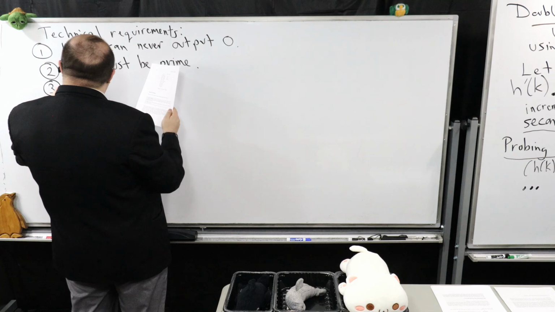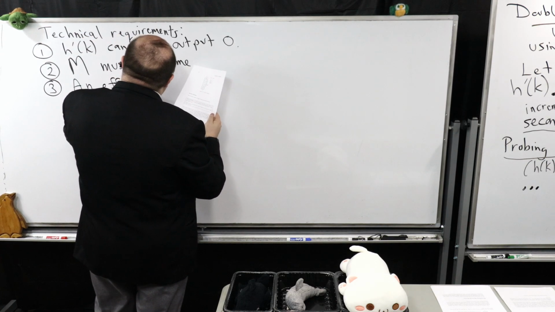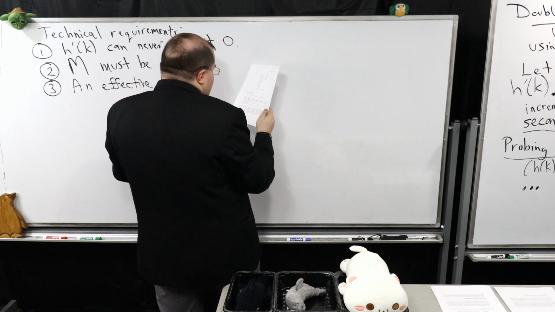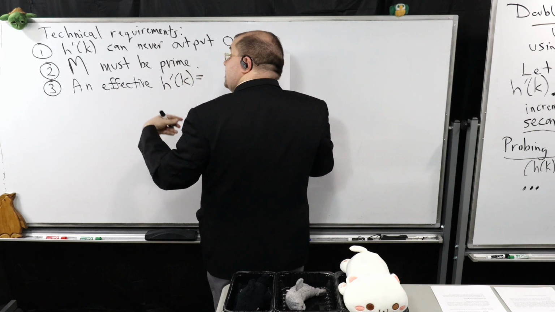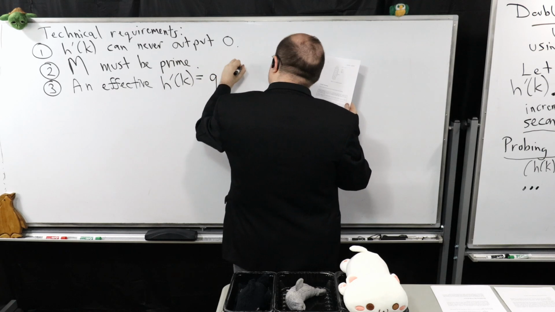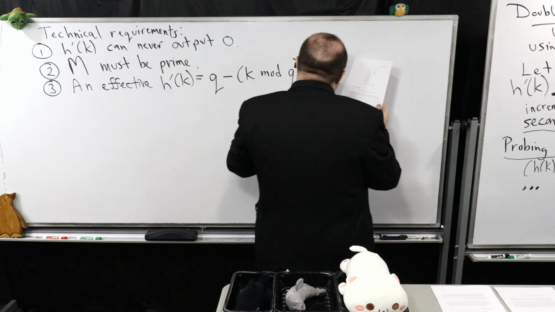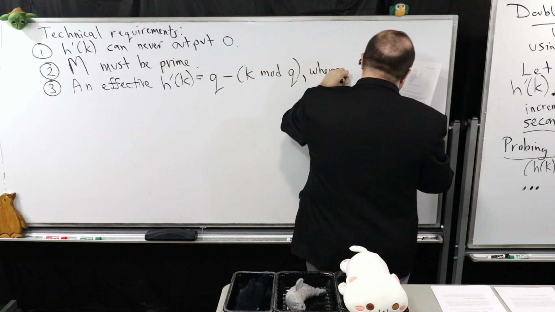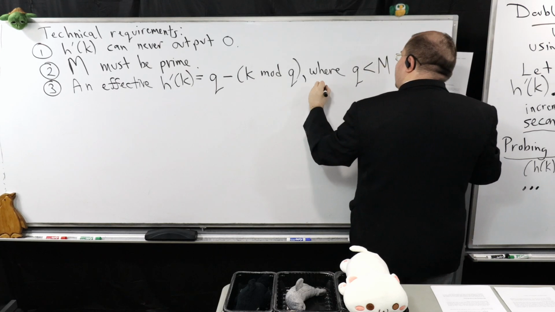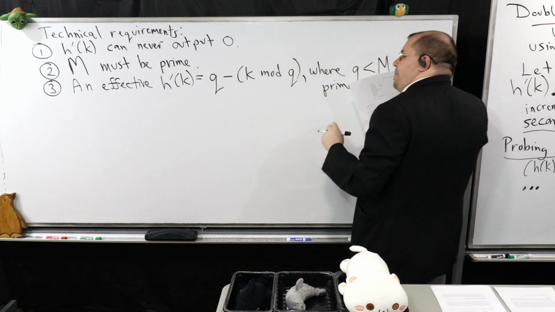So, an effective H prime of K, keep in mind this is not the only one, but this is one that will work perfectly in tow with double hashing, is Q minus K mod Q, where Q less than M is prime. So Q has to be a prime number in this setup, but it's strictly less than M.